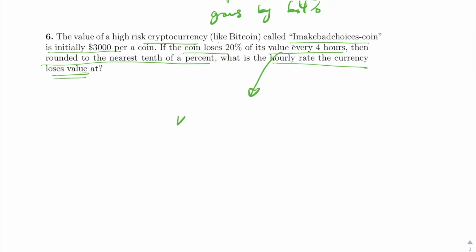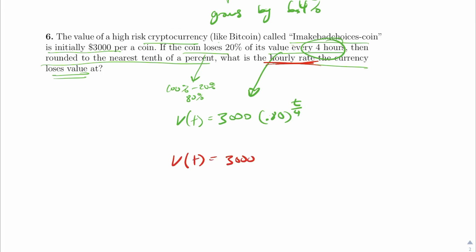So let's start with the every 4 hours formula. So the value starts at 3,000. It loses, oh, I was almost gaining value. It loses 20%, so that's going to be 100% minus 20%. That would be 80%. So it retains 0.80, 80% of its value every 4 hours. So this will be t over 4. Our goal is to get the hourly rate that the currency loses value at. And so we have to rewrite this as an hourly formula. So that will be something where the formula is just t in the exponent. And so we can take this pink part of the formula and compute that.